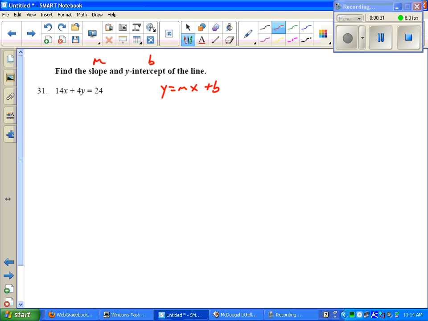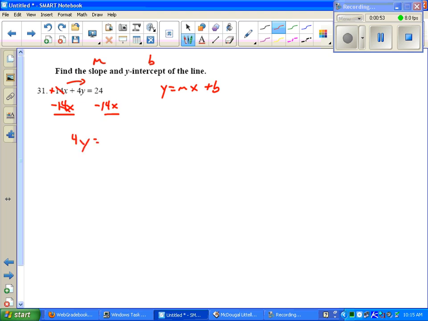In order to do that, we need to move everything that's not y from over here on the left-hand side. So the first thing we want to do is get rid of 14x. That's the same thing as positive 14x, which is plus 14x. Undo that by subtracting 14x. You subtract it on the left side, subtract 14x on the right side. It'll cancel out here and leave you with just 4y equals.